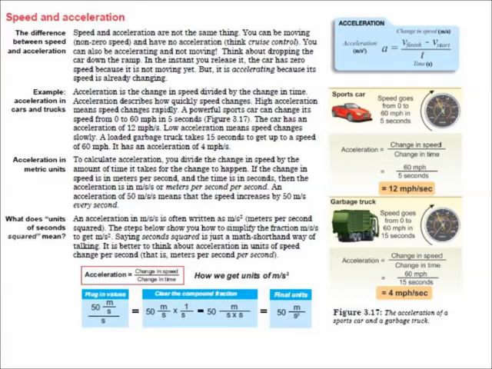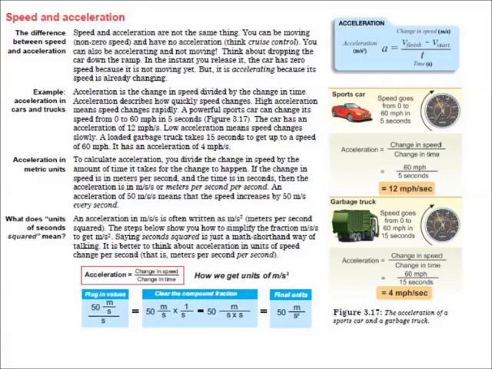You can be moving at non-zero speed and have no acceleration. Think cruise control. You can also be accelerating and not moving. Think about dropping a car down a ramp. In the instant you release it, the car has zero speed because it is not moving yet, but it is accelerating because its speed is already changing. Acceleration is the change in speed divided by the change in time. Acceleration describes how quickly speed changes.